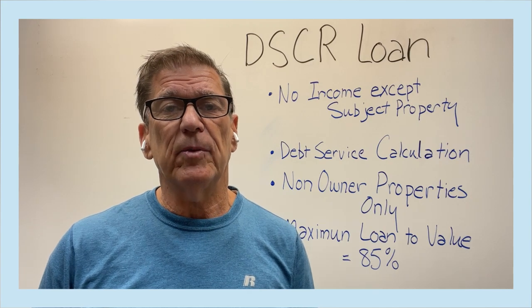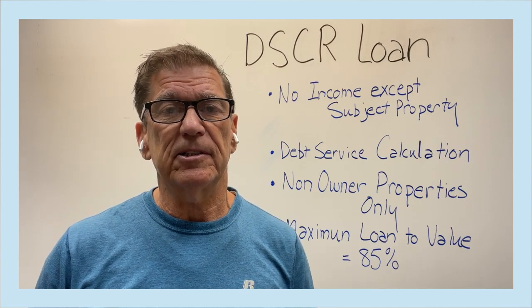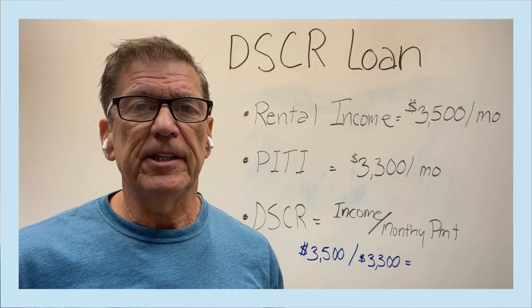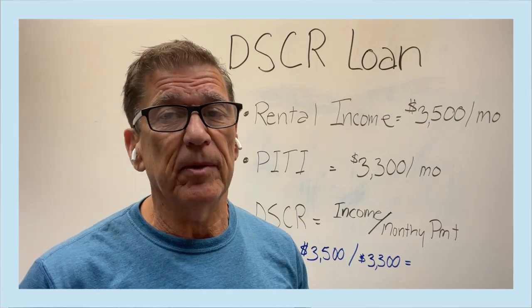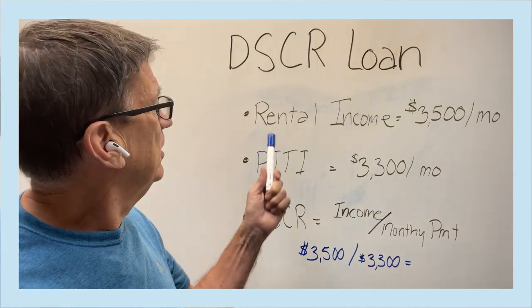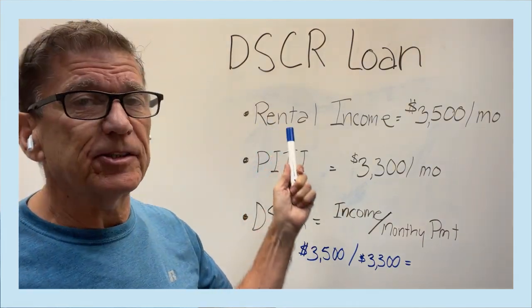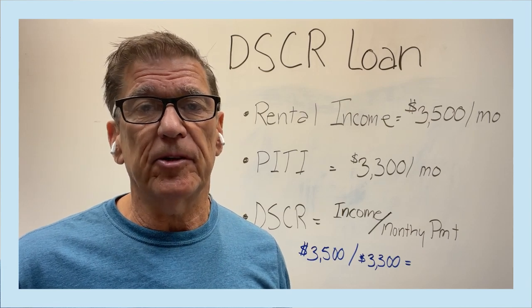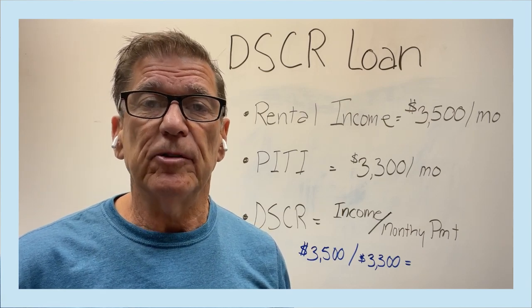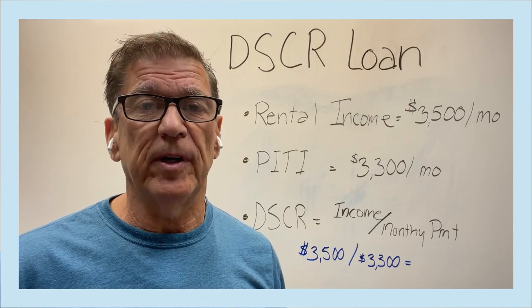Now let's take a look at what the debt service calculation looks like on this loan. The actual calculation for the income on this property and whether it works or not, guys, is really pretty simple. Debt service coverage ratio. So we take the rental income, and let's assume in this particular property that we're looking at, the rental income comes in at $3,500 a month. We use 100% of the market rental income.